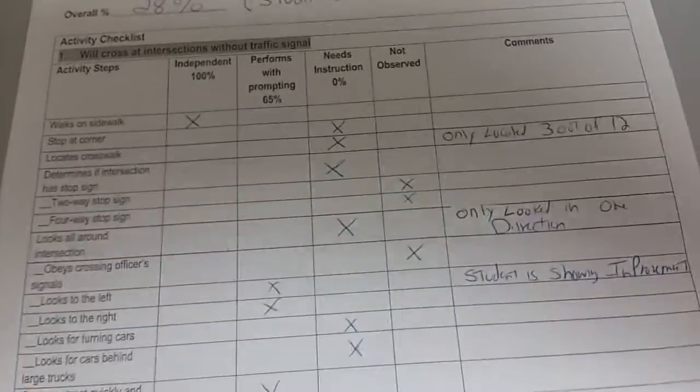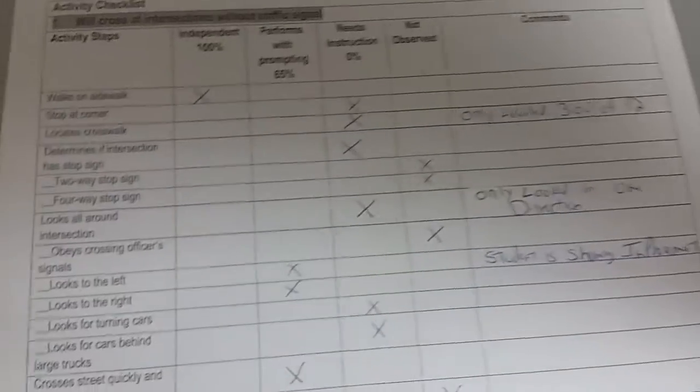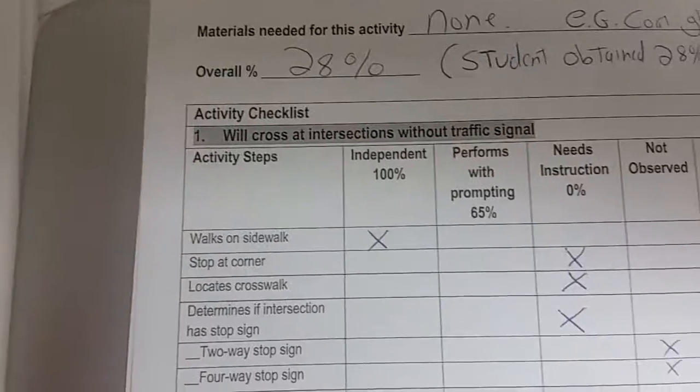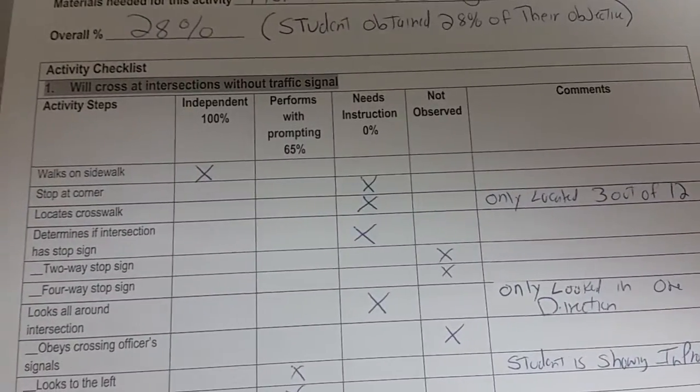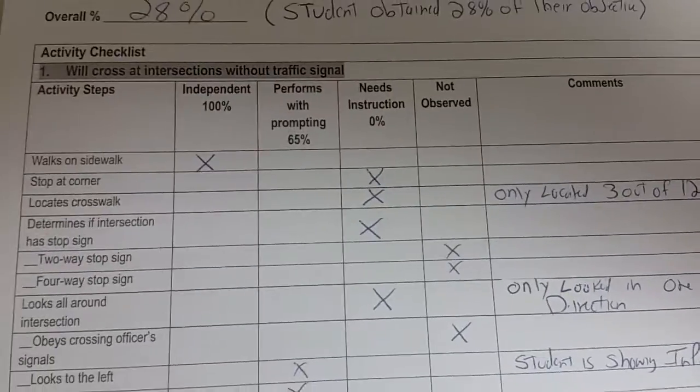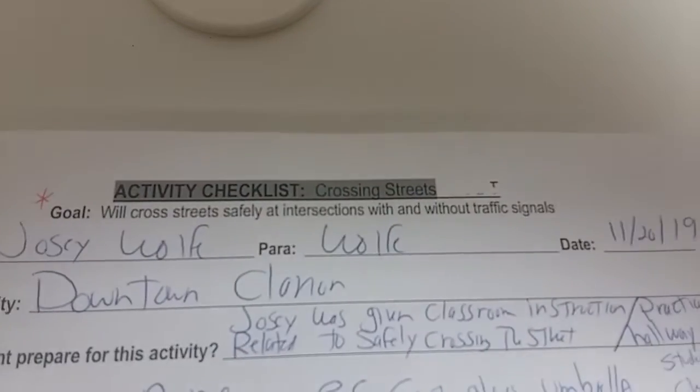Okay, this is part 2 of the activity checklist. We're going to go down to the activity checklist portion. We'll cross at intersections without traffic signal. So that's what we're working on. That's the objective we're working on. And the goal, of course, is up here at the top. We'll cross street safety intersections with and without traffic signals.